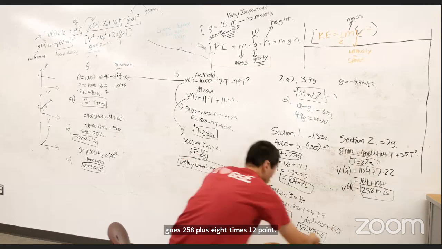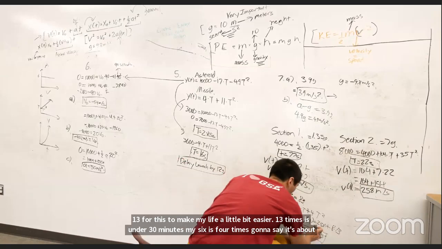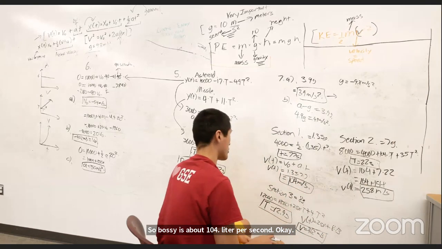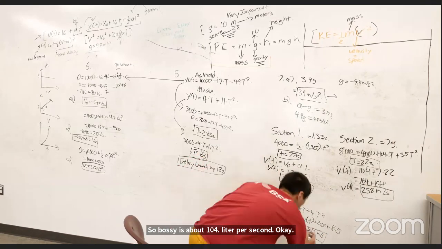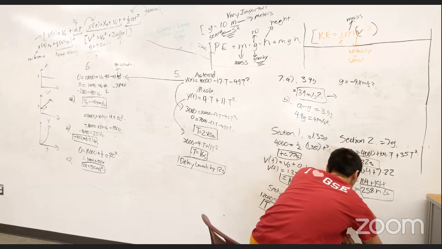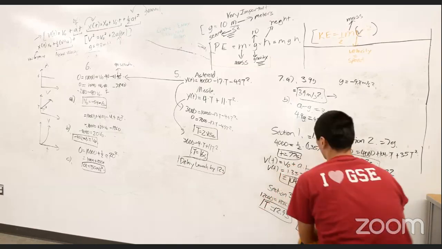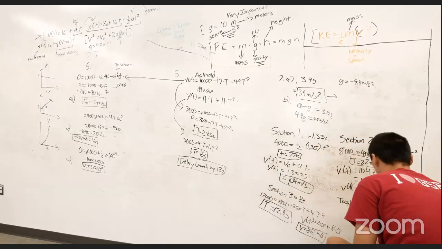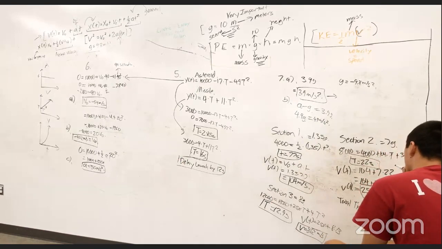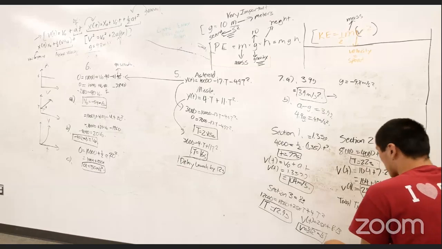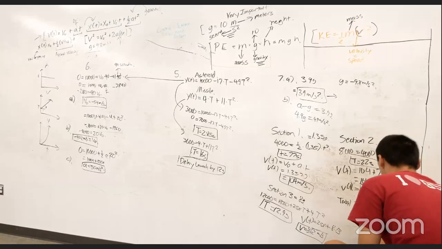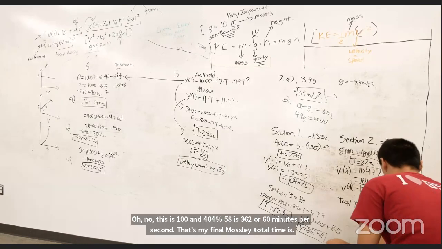Oh, no, this is 104. So 104 plus 158 is 362. 362 meters per second. That's my final velocity. Total time is equal to 22 plus 77, oh, so this is 22 plus 77 plus 13. This is 90 plus 22. So this is 112 seconds.